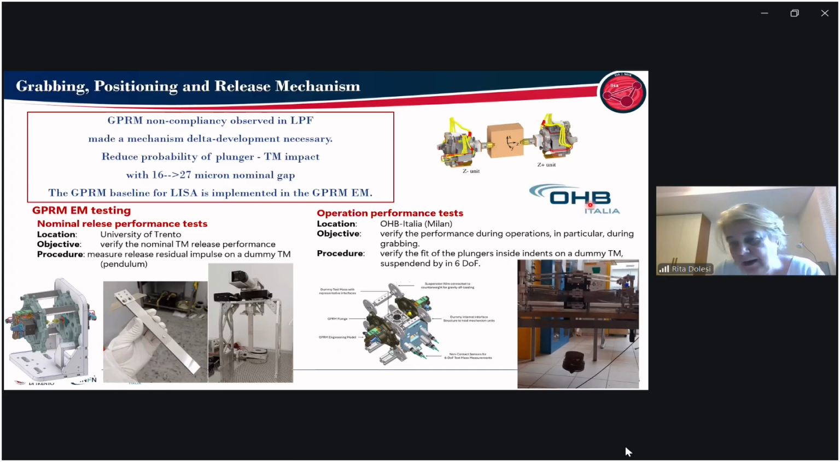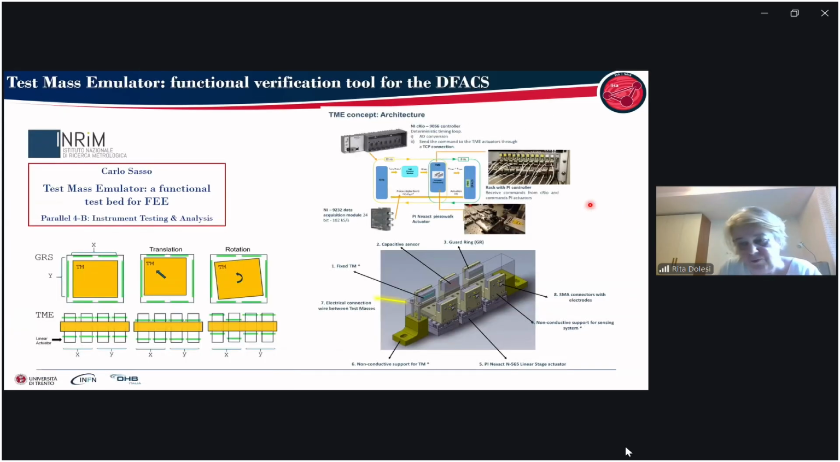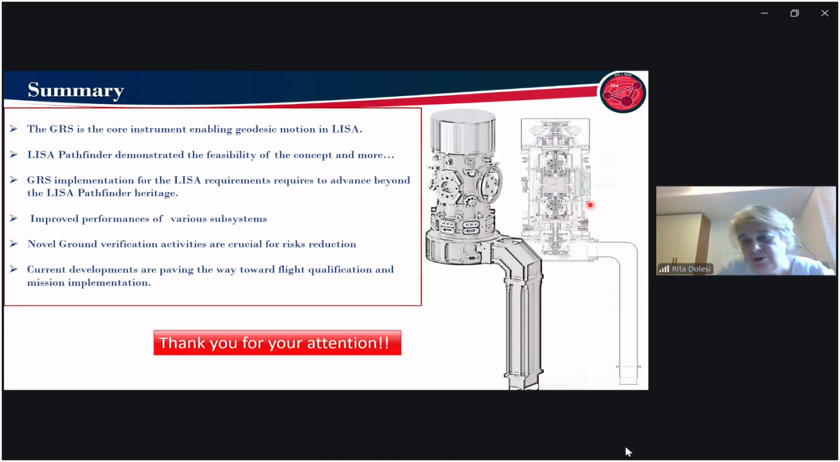For the mechanisms as well, they are developing and testing these new facilities to guarantee a more reliable performance of this system. And I also want to let you know that there is another interesting talk by Carlos Sasso about the test mass tabulator that they in EMRIs are developing. Here is the summary. Sorry for being late. Thank you for your attention. I think the activities that are ongoing now are really preparing us for a successful GRS implementation until the flight qualification. Thank you.